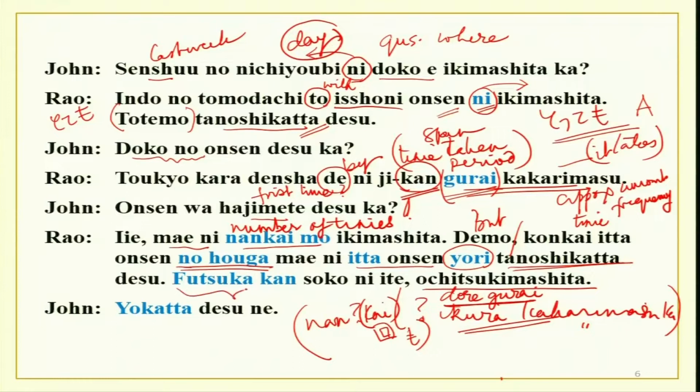So, futsuka kan. Futsuka is 2 days. Kan is time. Futsuka kan, 2 day time period, 2 day span. Futsuka kan soko ni, soko over here refers to onsen. Ni ite, I was there and ochitsukimashita. I was very, very happy and energized to come back and work again.